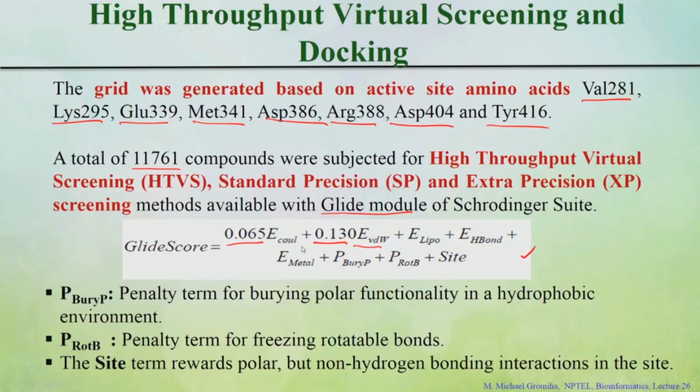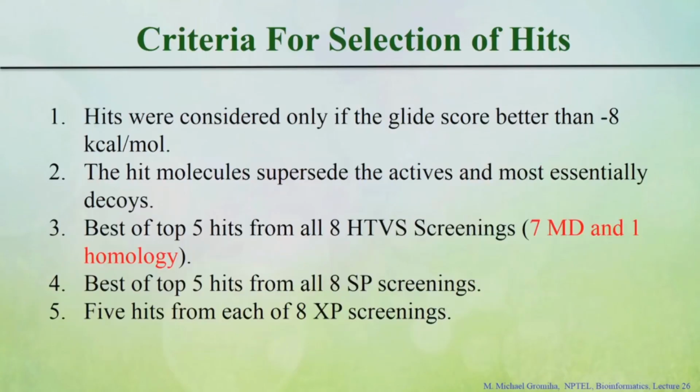So, now how to get the hits? We can use the Glide score with different types of screening. You can use high throughput screening, standard precision and extra precision. In each case you can get some data and rank all of it. So, you can see the best top 5 hits from all the screening methods, that is 7 MD and 1 homology model structure.